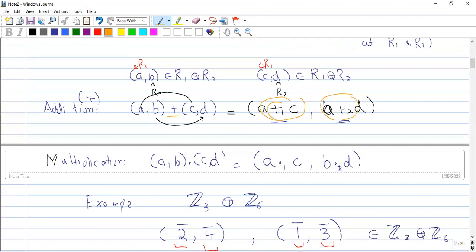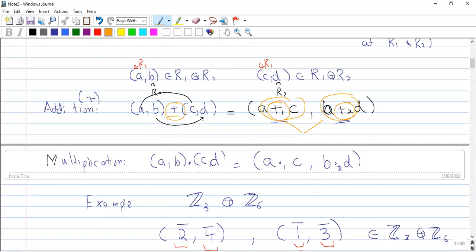Now we know that this is an associative operation because R1 is a ring, and this is an associative operation. So automatically this would become an associative operation, because associativity holds in the first coordinate and also in the second coordinate. So whenever you operate on elements, since it is associative in both coordinates, overall it is an associative operation. Okay.